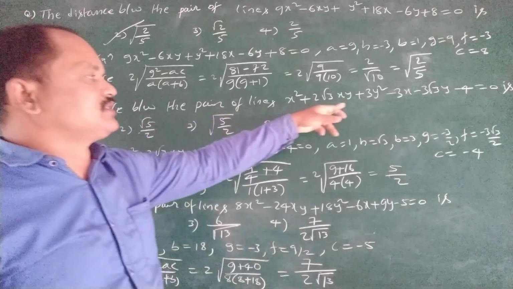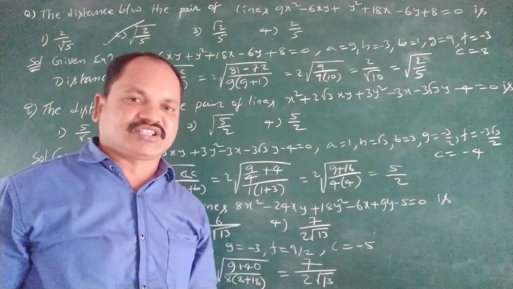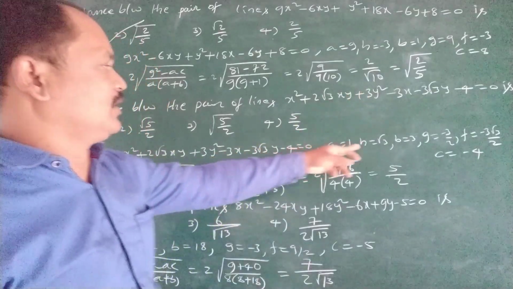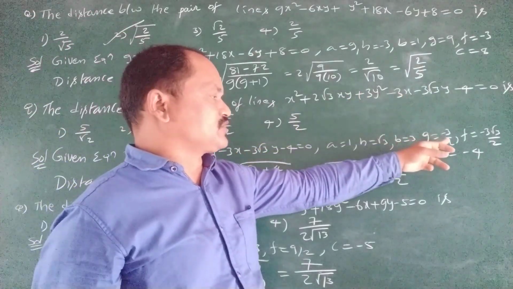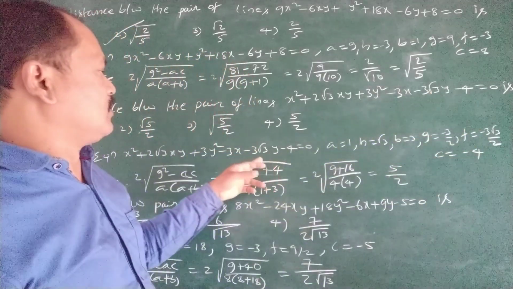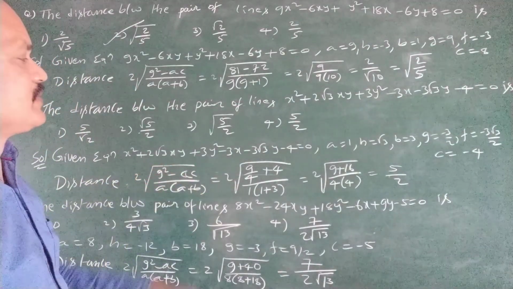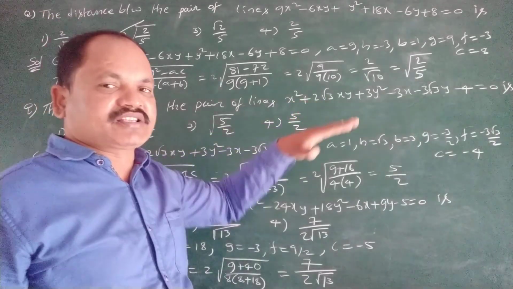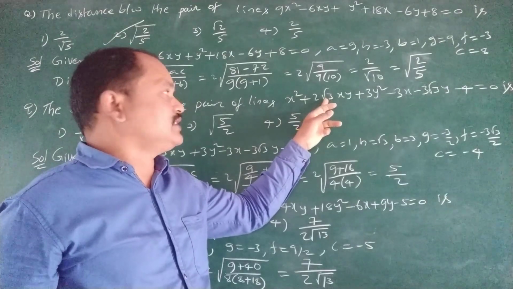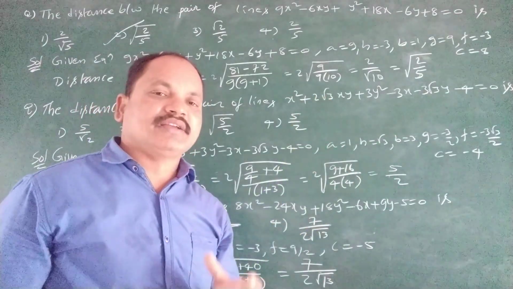So this is the given equation. Same here also, this equation will be compared with the standard form of the non-homogeneous equation. a is 1, h is root 3, and b is 3. And g is minus half of the x coefficient, minus 3 by 2, and f is minus 3 root 3 by 2, and c is minus 4. Now the distance between the parallel lines is 2 times root of (g square minus ac) by a into (a plus b). First of all, this equation represents a pair of parallel lines since h square is equal to ab. h is root 3, its square is 3, and a into b is 3. That's why h square is equal to ab.